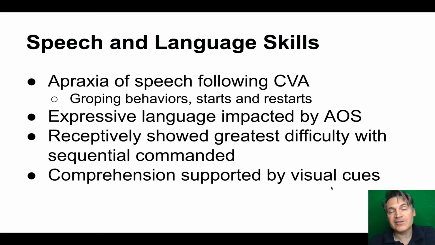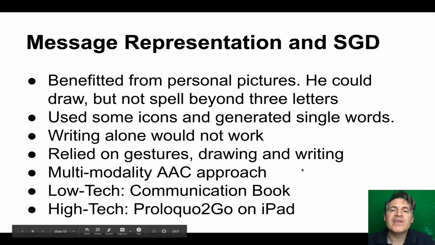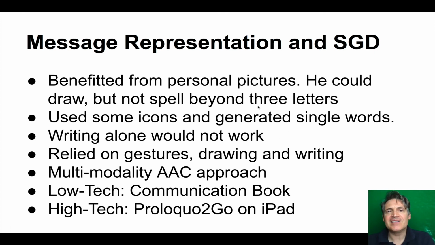But visual cues really actually help support his comprehension, particularly if you've got some drawing or other kind of things that supplement writing. Some writing still is helpful, a lot more helpful than auditory alone. So he benefits from personal pictures. He can draw some, but his spelling's really limited to around 3 letters. After that, he really starts to break down. So we really want to look into how much he can benefit from some prediction. He used some icons, generated single words, but we knew that writing alone wasn't going to be a channel. Tim's not going to be a generative communicator who just types out all of his own messages.